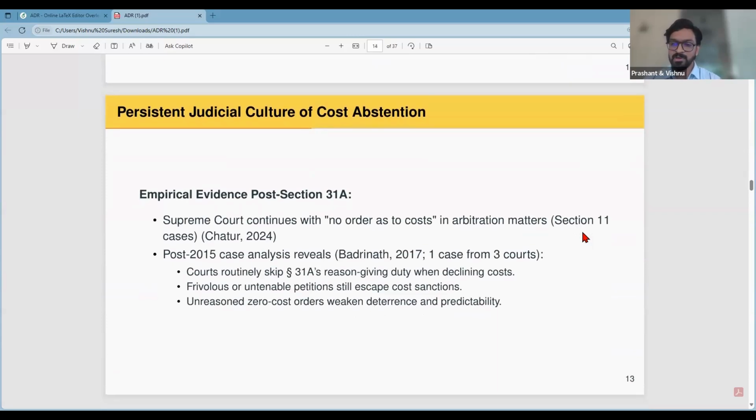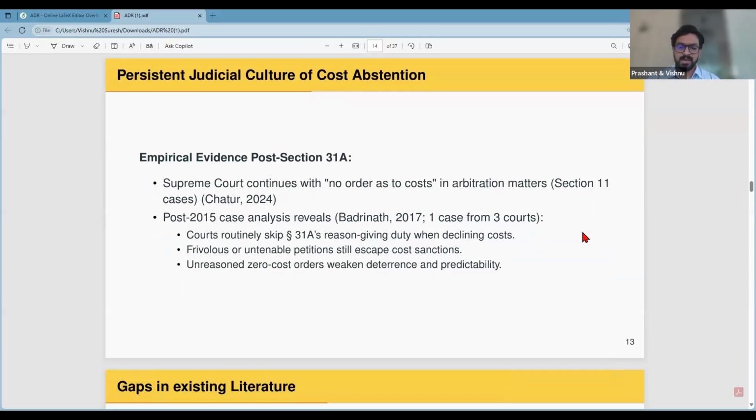Now, there are two studies which happened post the introduction of Section 31A, specifically looking at whether costs have been imposed by the Supreme Court. In the first study by Dharmendra Chatur, he has looked at the Supreme Court's Section 11 appointment matters for 9 years, and has observed not one case where cost has been imposed. Badrinath, in his 2017 paper, looked at one case from three different courts and found that despite there being reasons, the court has not imposed costs.